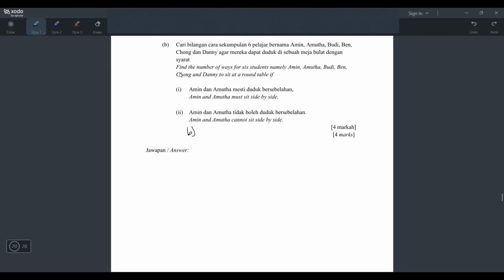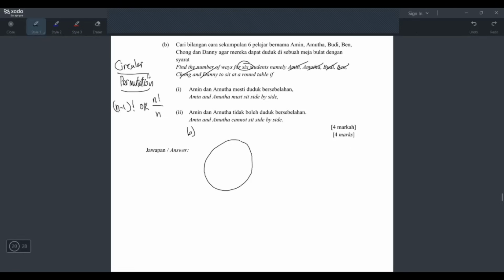Okay, let's do B. Find the number of ways for 6 students, namely Amin, Amuta, Budi, Ben, Chong, Danny, to sit at the round table. So 1, 2, 3, 4, 5, 6. So let's draw a round table, a circle. Let's talk about circular permutation. Do you know what formula you have to use for circular permutation? The formula we use must be n minus 1 factorial, or it can be n factorial divided by n.